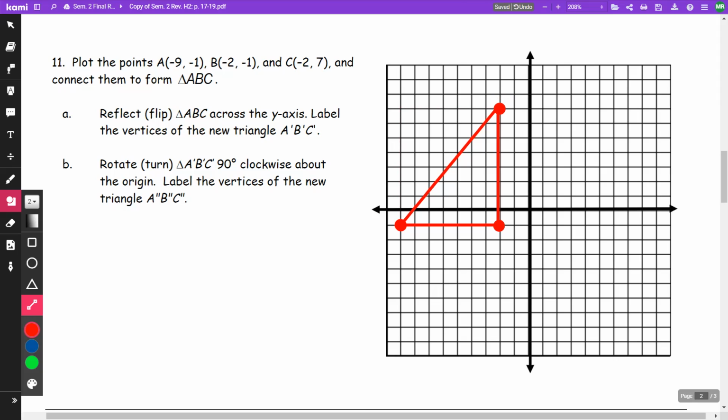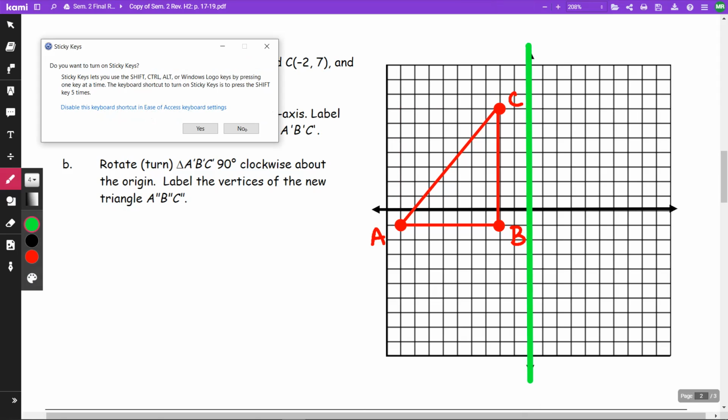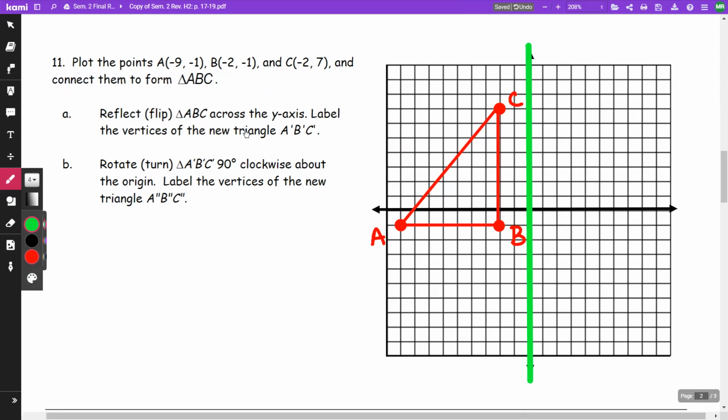So in this case, let me label the letters. This one was A, this one was B, this one was C. They want us to reflect it across the y-axis. The y-axis is this. This is the y-axis. So I'm going to flip it across the y-axis, which means every point's going to be the same, but on the opposite side. So this is going to be 2 away over here.